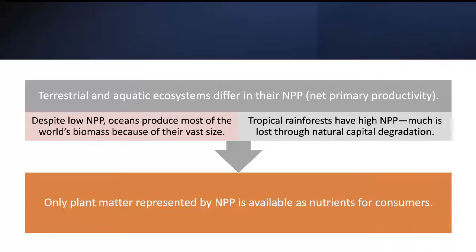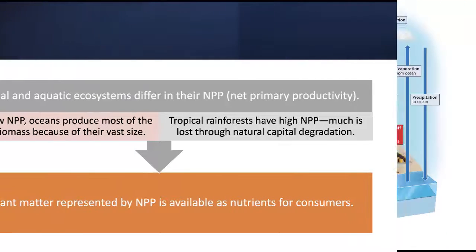Terrestrial and aquatic ecosystems differ in their NPP, and despite low NPP, oceans produce most of the world's biomass because of their vast size. Tropical rainforests have a high NPP. Much is lost through natural capital degradation. Only plant matter represented by NPP is available as nutrients for consumers.